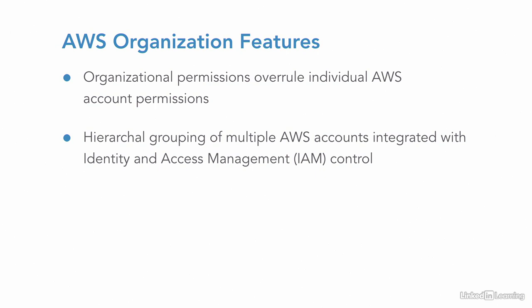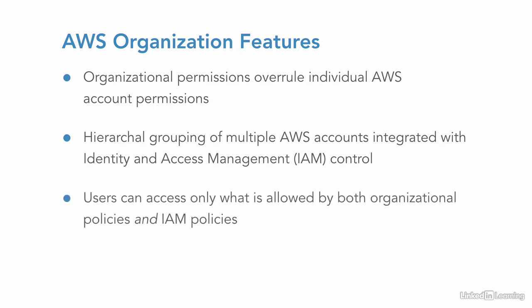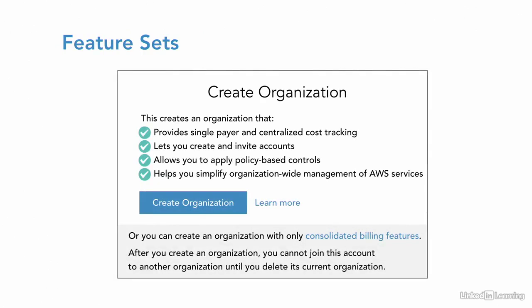Once your tree-like structure for AWS Organizations is set up, users can access only what's allowed by both the organizational policies, which match up against the organizational unit where their account resides, and IAM policies. So we have some interesting elements for control. When we set up AWS Organizations and create our first organization, we have to decide who's going to do the paying. We can track costs with AWS Organizations using consolidated billing features.